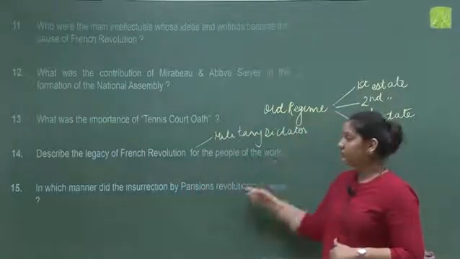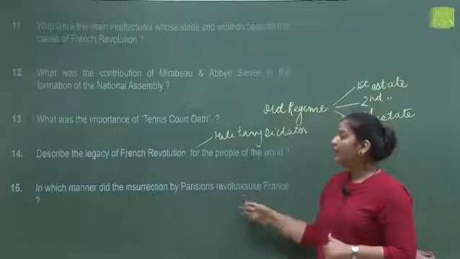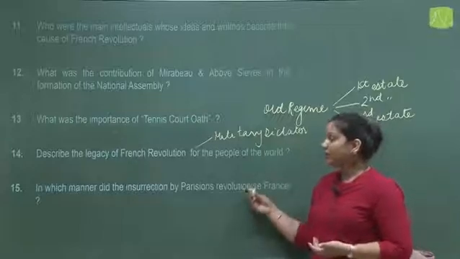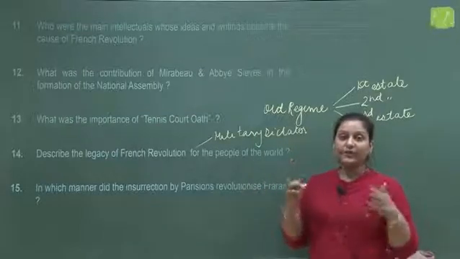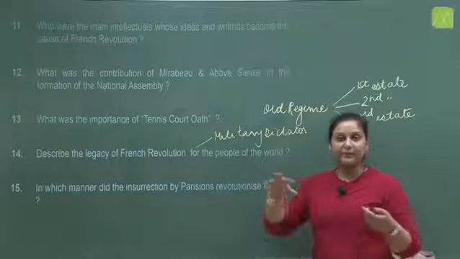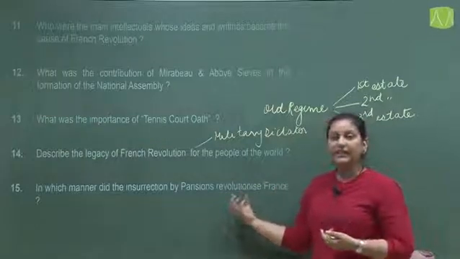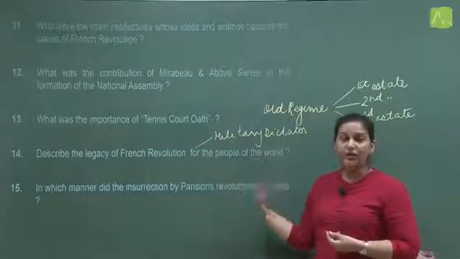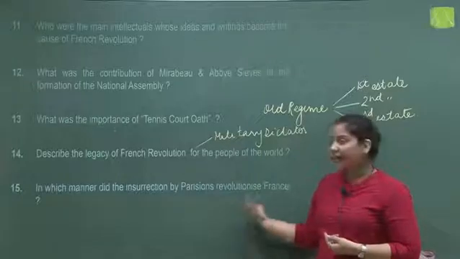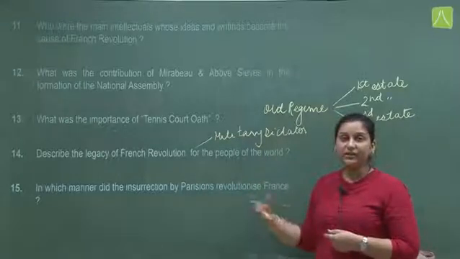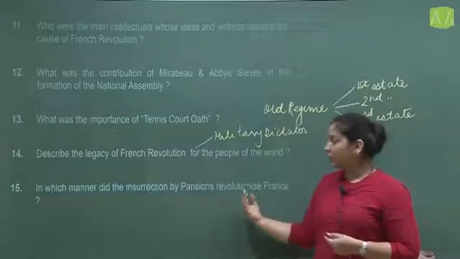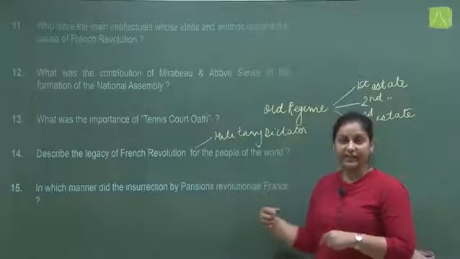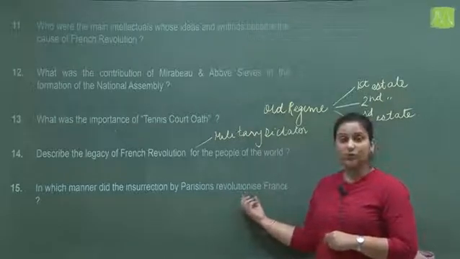The 15th question is, in which manner did the insurrection by Parisians revolutionize France? This question deals with the concept when the king and his wife and all the members belonging to nobility were kept as hostage, and after being kept as hostage, they were not allowed to move out of that place, and the king's guards were murdered in the palace of Tuileries, and later on the king and his wife met with the same fate, that they died through the guillotine.